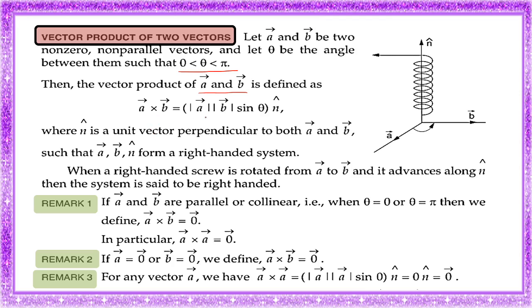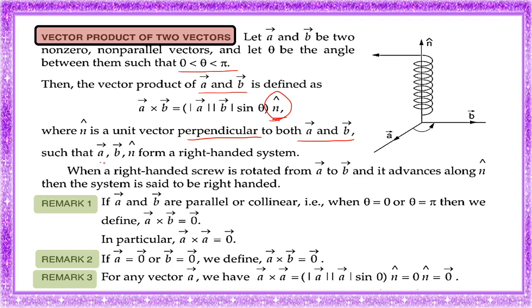A cross B is equal to magnitude of A into magnitude of B into sine theta into unit vector n. What is this unit vector n? Unit vector n is a unit vector perpendicular to both A and B. Just because this is cross product, this is vector product, it means the resultant is going to be a vector quantity. If it is going to be a vector quantity, then definitely it will have some direction, right? So here we have to give that direction, which is unit vector n.